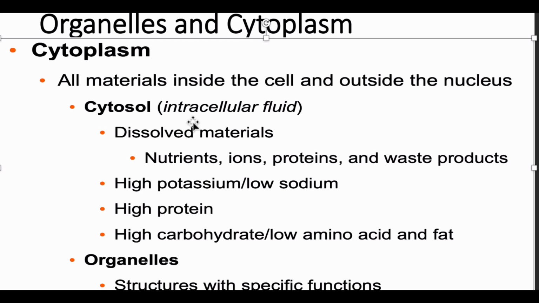So within the cytoplasm, we talked about what the cytosol consists of. What are all the dissolved substances that we find within the cytosol? Again, the carbs, amino acids, the proteins, the potassium, the ions, etc. All these things are there, or they're being produced by, or used by, or they're a result of organelles.